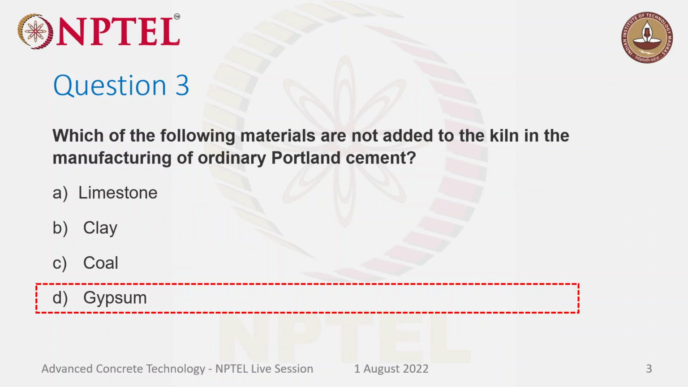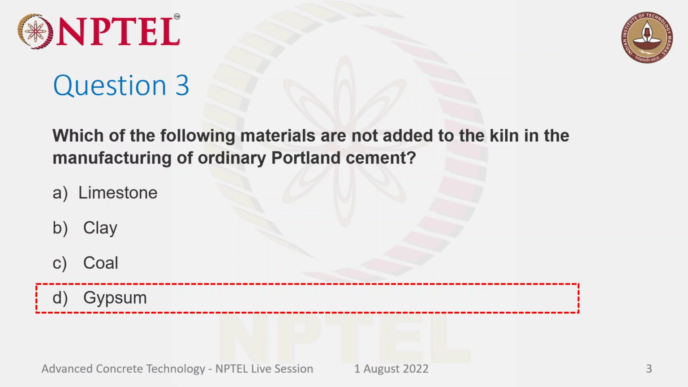See, here it's clearly mentioned which is not added to the kiln, because gypsum is added once the clinker comes out of the kiln. It's sent to the cooling zone, where it will be cooled and the clinker will be formed properly. After that cooling, while grinding only, we add gypsum. We don't add gypsum to the kiln to prepare ordinary Portland cement. So the option is gypsum.